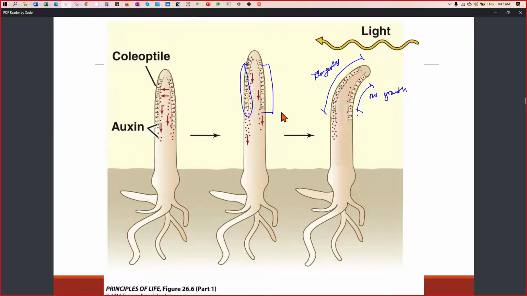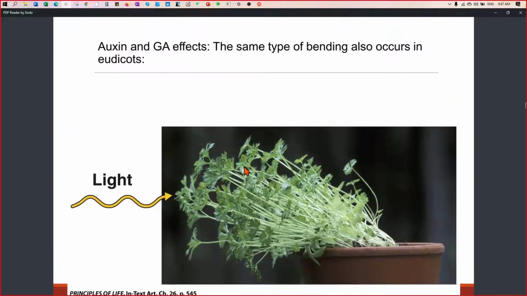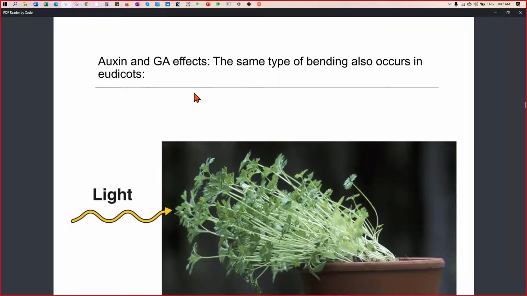Does that mean auxin is getting away from the light? Yeah, some theory says that auxin is actually trying to go away from the light. So with light coming from this way, auxin migrates to the opposite side. Note the word opposite: opposite means polar. It goes to the opposite side or towards the downwards region. To some effect, gibberellin as well.